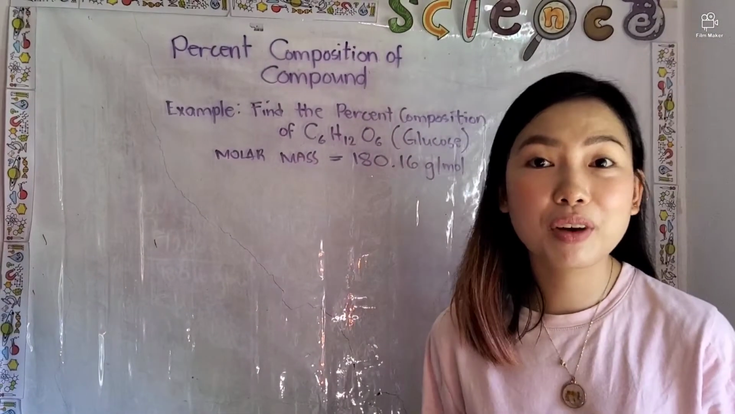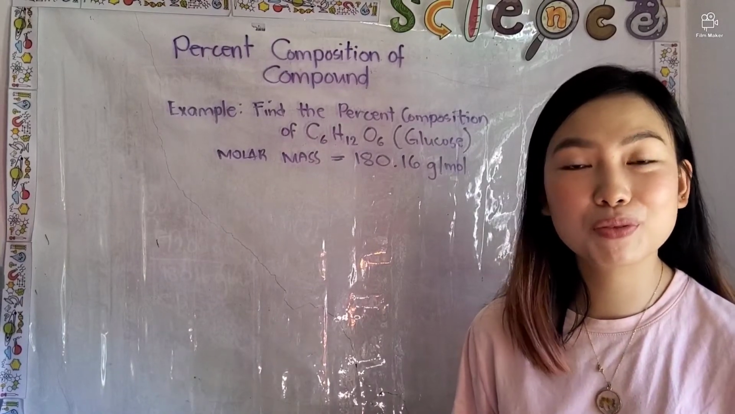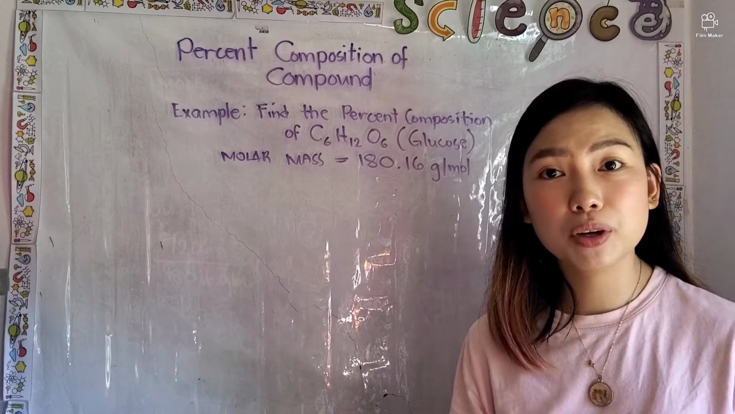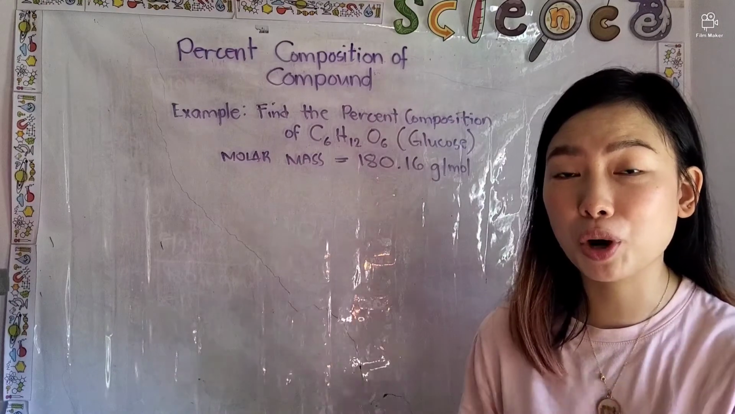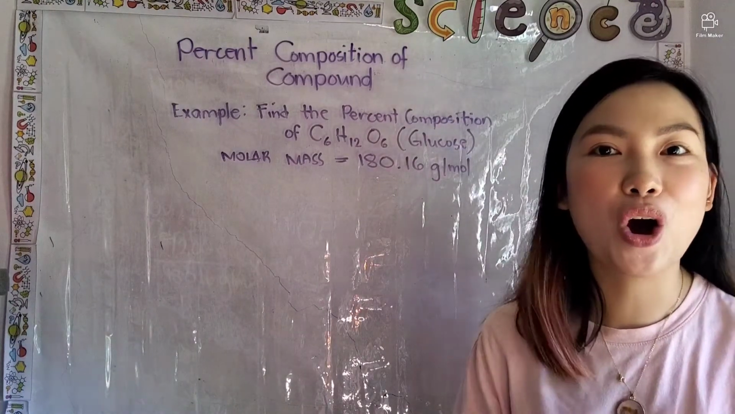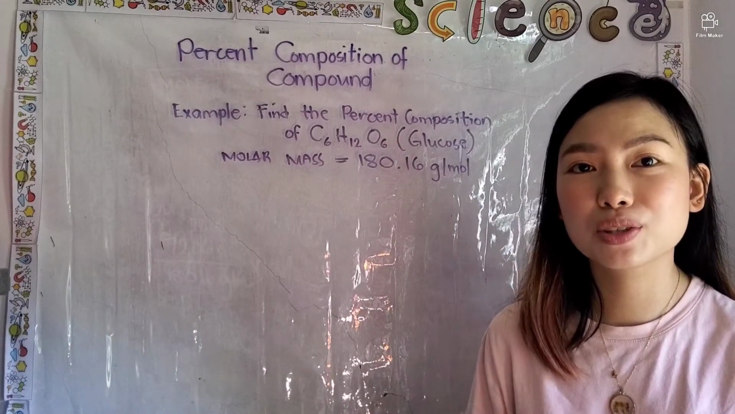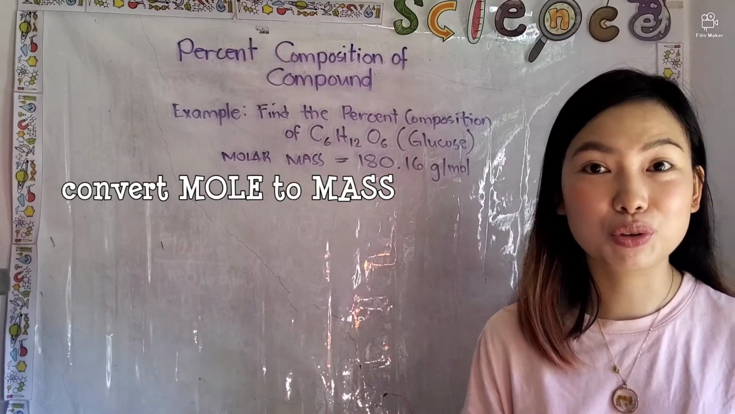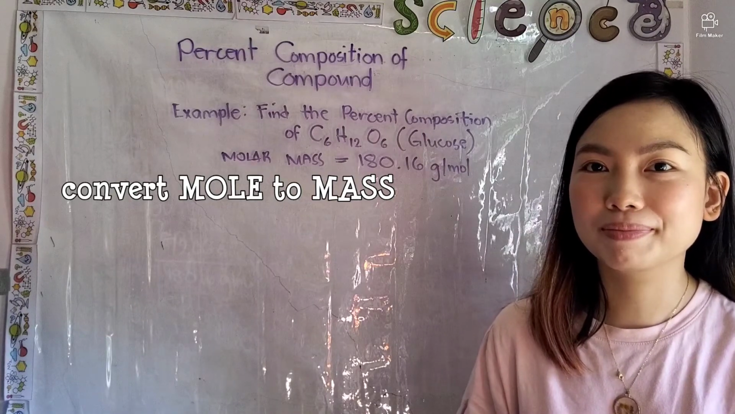Okay, now that we have found the value of the molar mass, you are now to compute for the percent composition of each element. So since we're talking about the percent composition, ang kailangan mong malaman is how many percent for the carbon, how many percent for the hydrogen, and how many percent for the oxygen. So what first thing that you should do is to convert mole to mass for you to use the mass in the percent composition.